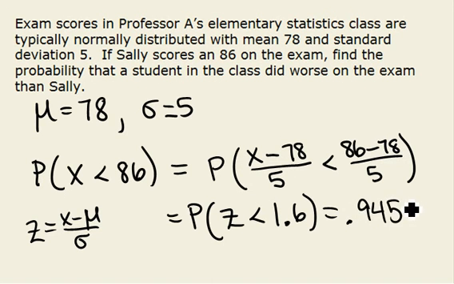So the probability, if the scores were normal with a mean of 78 and a standard deviation of 5, of scoring less than an 86 or doing worse than Sally is 94.52% or 0.9452.